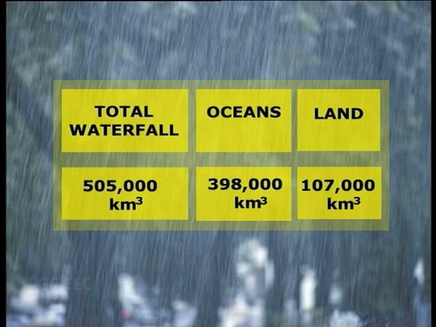Approximately 505,000 cubic kilometers of water falls as precipitation each year, out of which 398,000 cubic kilometers of it falls over the oceans and 107,000 cubic kilometers over the land.